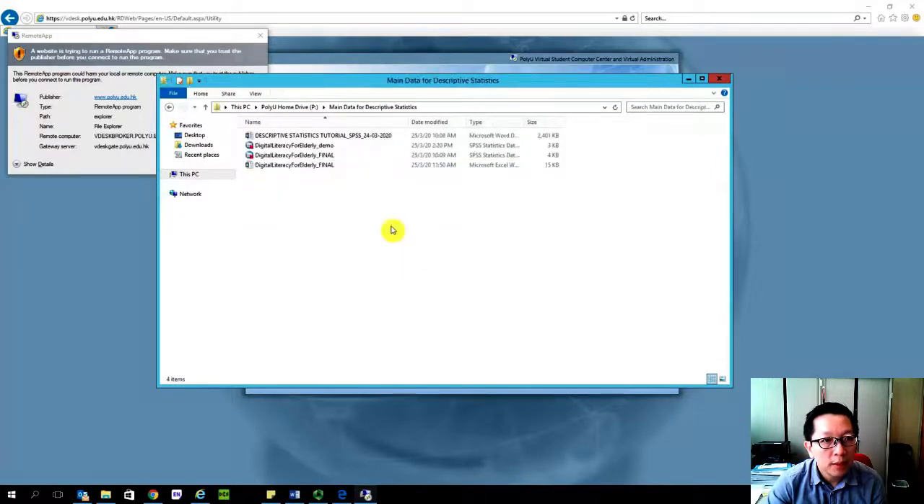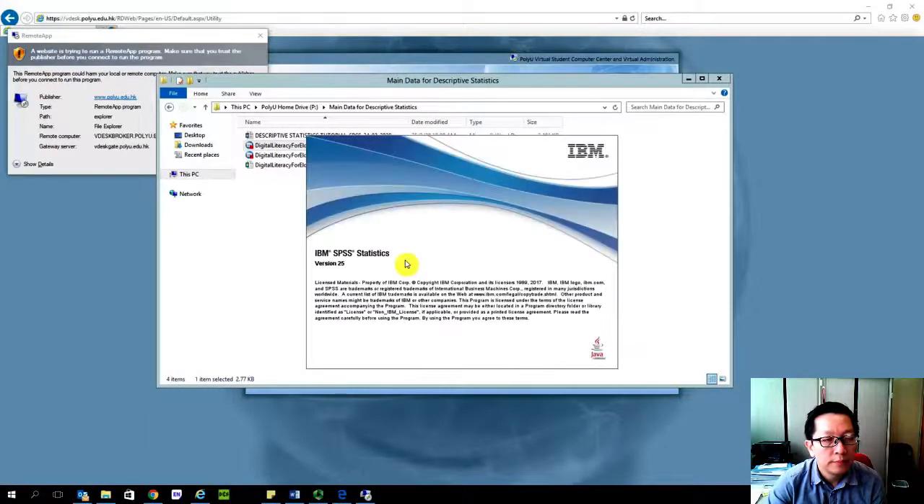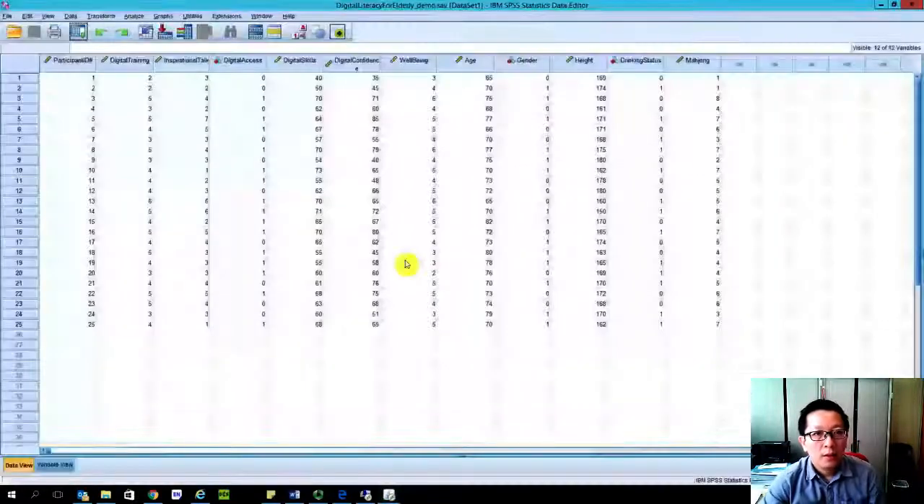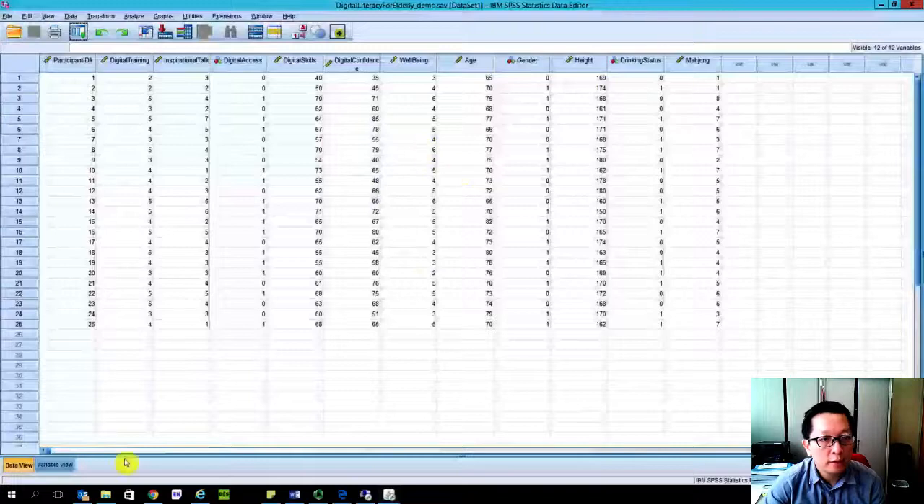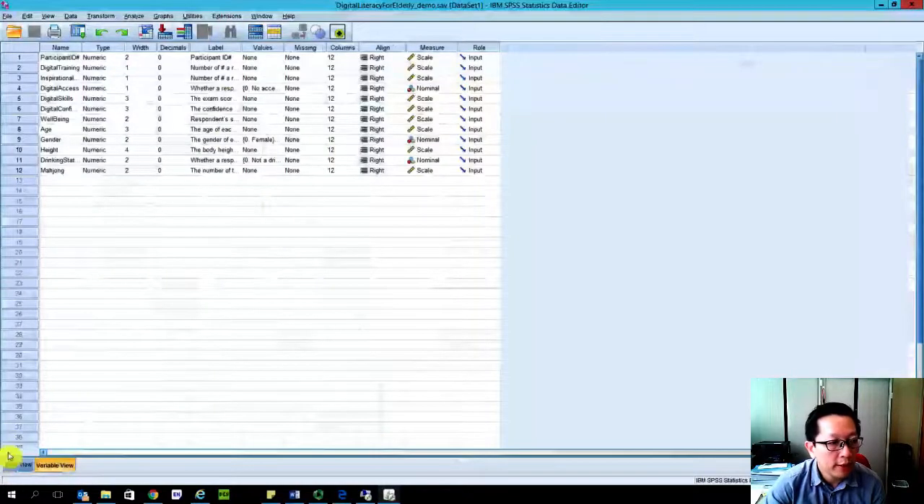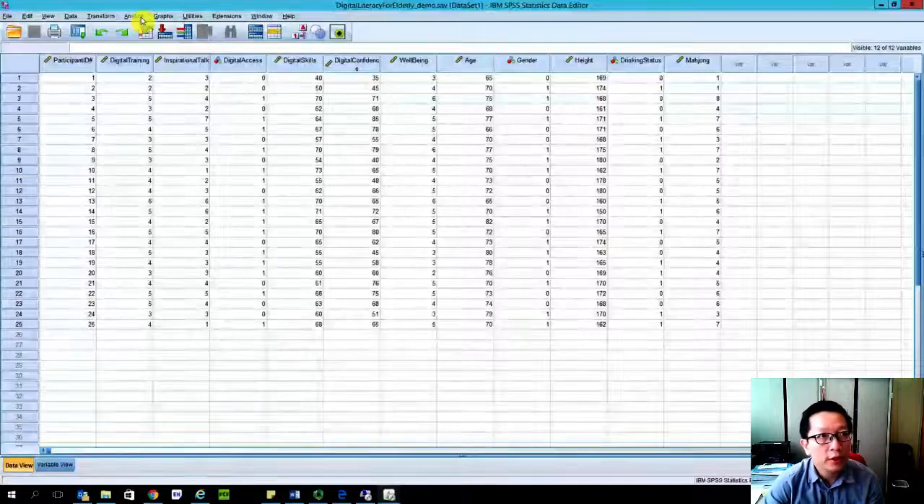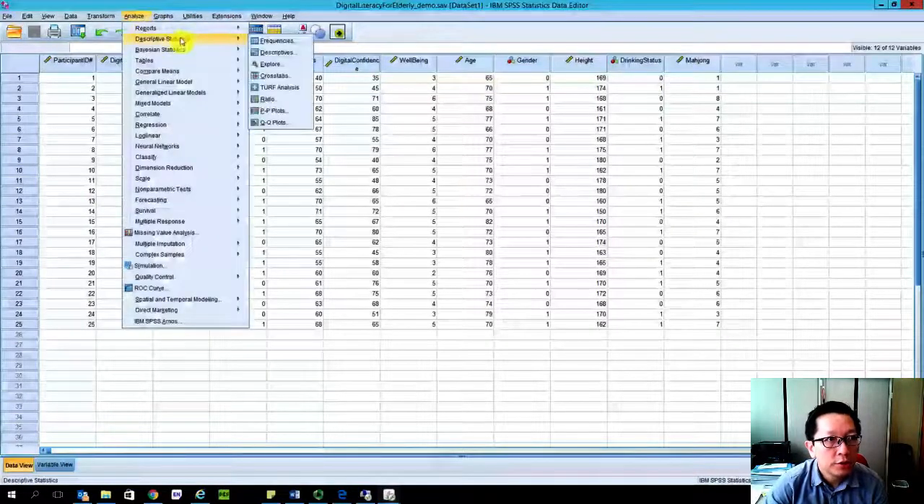Yep. I saved it as a file called demo. Excellent. So this is my file called demo. Everything is correct. Right. So in order to do the descriptive analysis, go to Analyze, Descriptive Statistics.